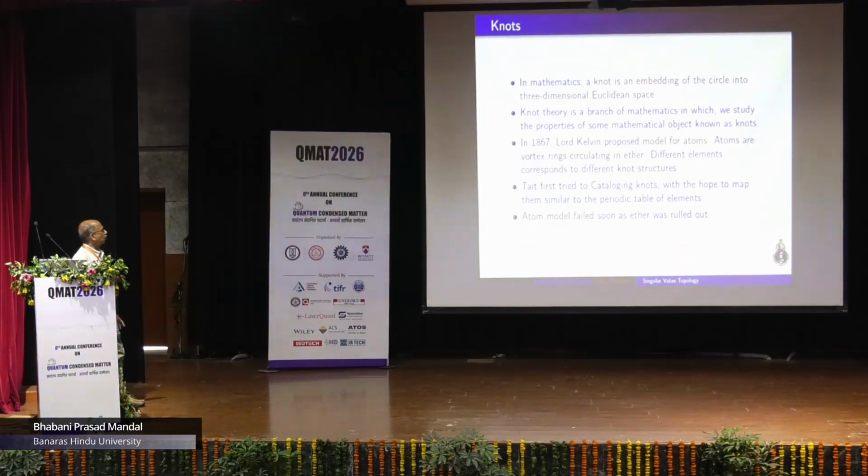Knots means this, but mathematically it's an embedding of a circle in three-dimensional Euclidean space. And it's a branch of mathematics where we study properties of mathematical objects known as knots. Of course, it was introduced to describe atoms in 1867 by Kelvin.